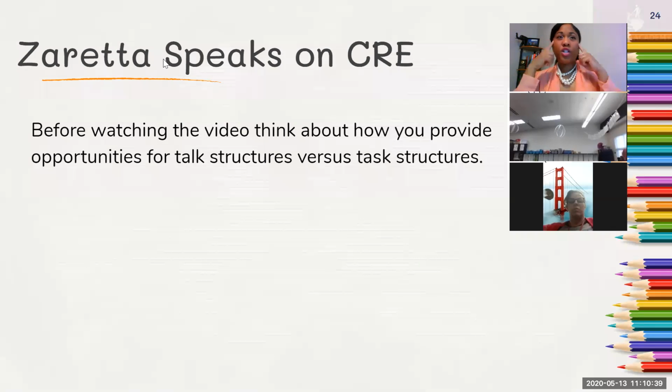So I want you to shift your mind and think, okay, how can I go from giving tasks to talk structures, and how can that make my classroom learning a lot more rigorous?